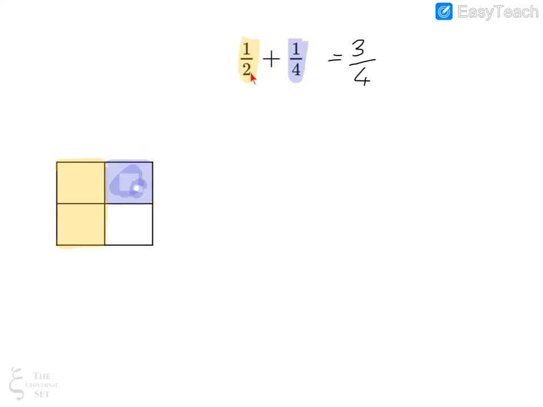So let's look at this yellow fraction first. 1/2 was the same as 2 of these little boxes, wasn't it? It was the same as 2/4. So 1/2 and 2/4, those are the exact same thing, aren't they? So if I've got 2/4 and I want to add on 1/4, that makes sense that the answer is going to be 3/4.